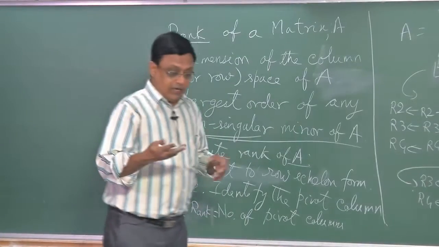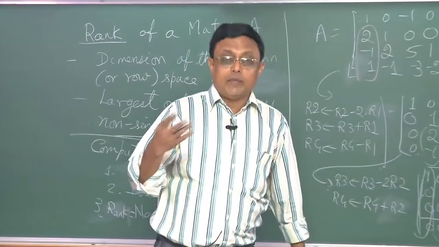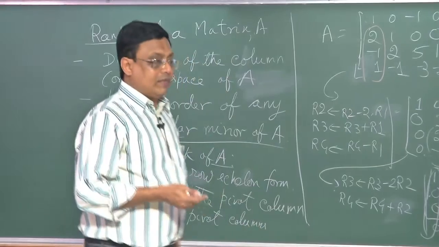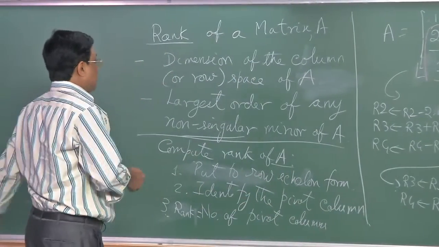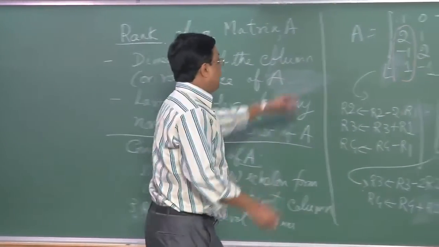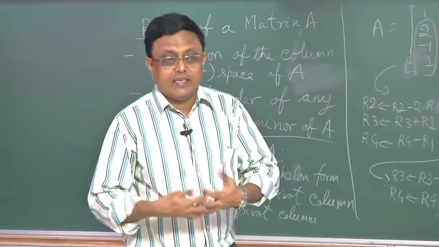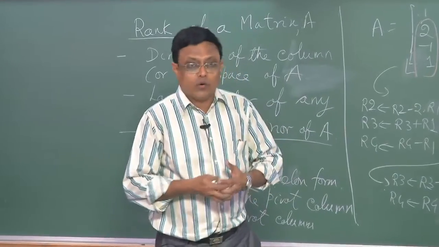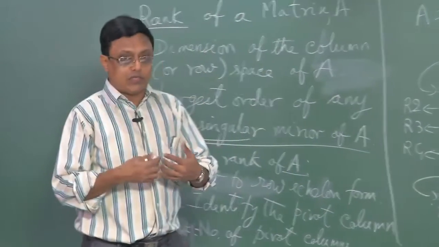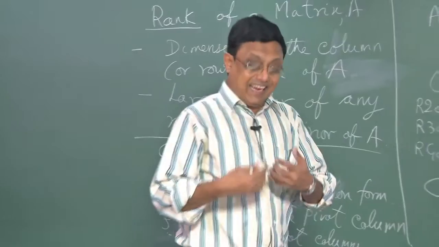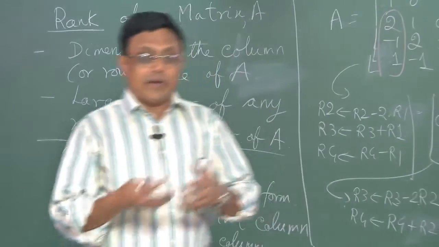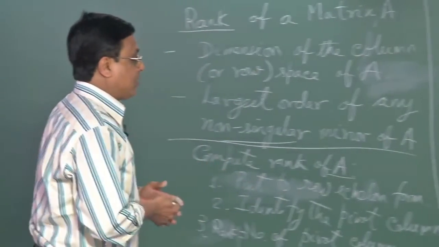How do you obtain a minor from a matrix A? Basically, if a matrix A is of size say n cross n or m cross n, you suppress one row and one column and get one minor which is one order less. You can suppress two columns and two rows and so on and so forth. So, you can suppress k columns and k rows for a matrix A and create the corresponding minor.